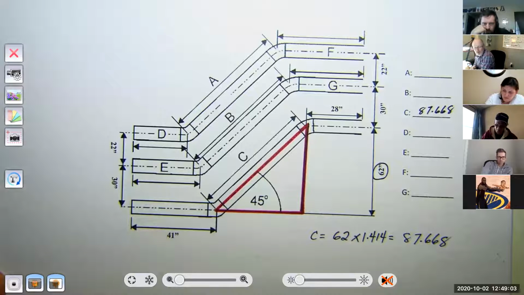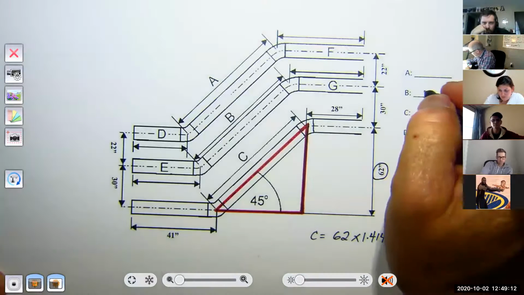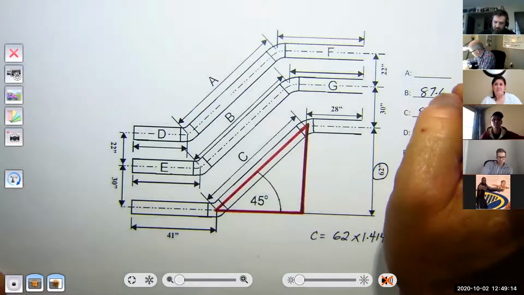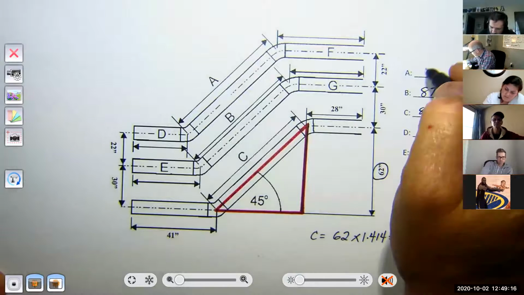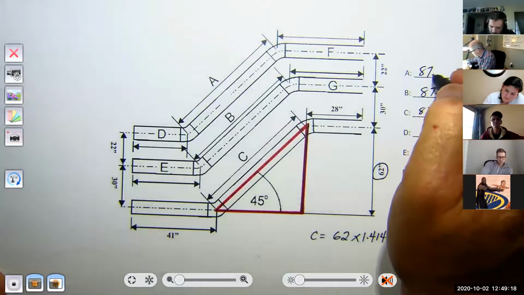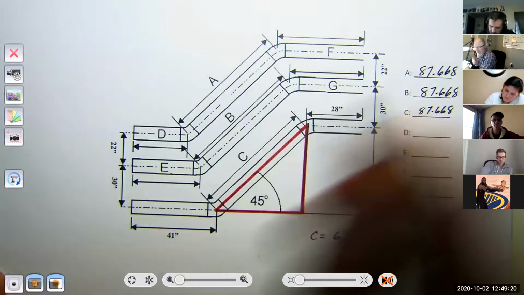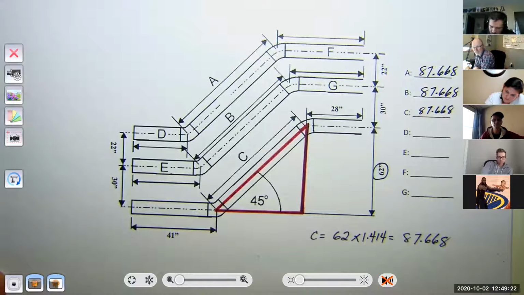And here's the fun part about this one. Because this is equally spread, B is 87.668. A is 87.668 on this configuration.